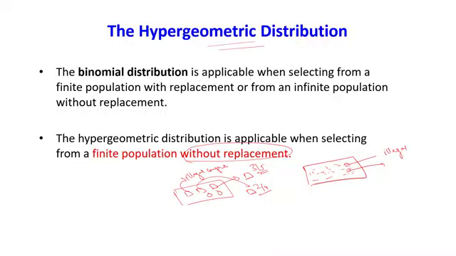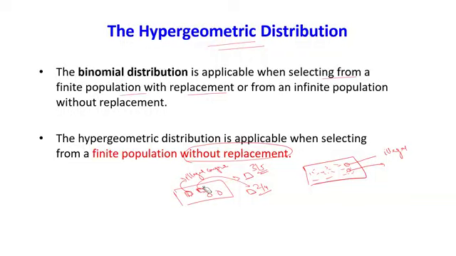The binomial distribution is applicable when selecting from a finite population with replacement. There, every item has the same probability. Every customer, whether he will make a purchase or not, has the same probability. But here in this case, it's different. Wherever the probability of an item being picked depends on the first item that has been picked, that kind of sampling is known as without replacement. If it is picked, it is gone from this box. It no longer exists.